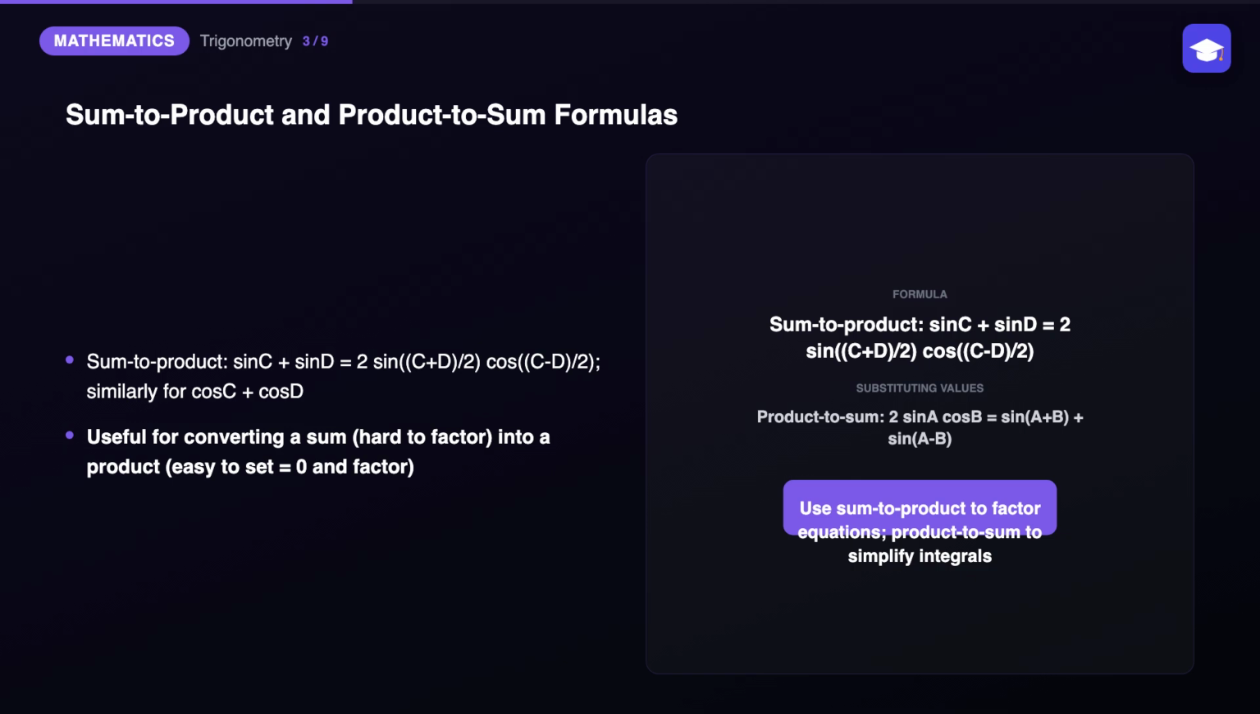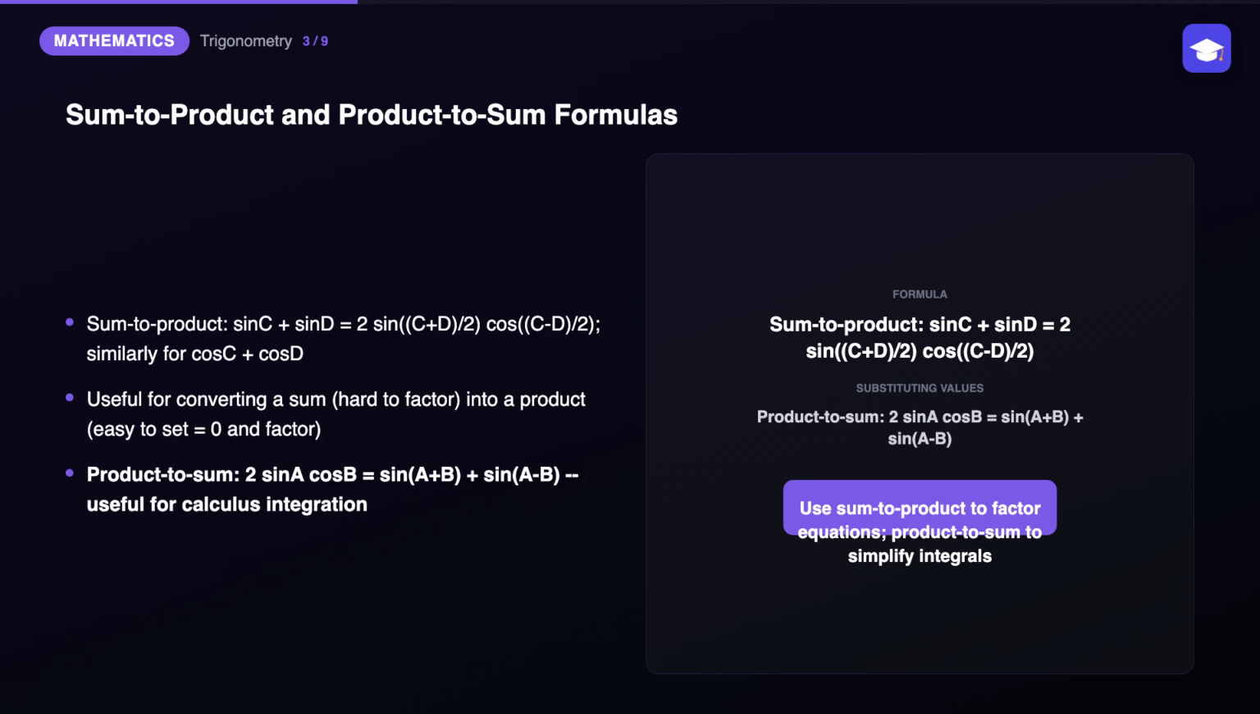Product to sum formulas work specifically in the reverse direction. 2 sine a cosine b equals sine of a plus b, plus sine of a minus b. And these particular formulas are especially useful for integration problems in calculus, converting an otherwise difficult to integrate product of trigonometric functions into a much more easily integrable sum instead.